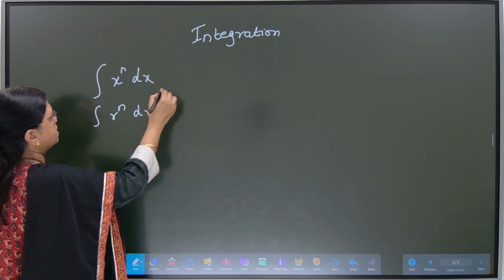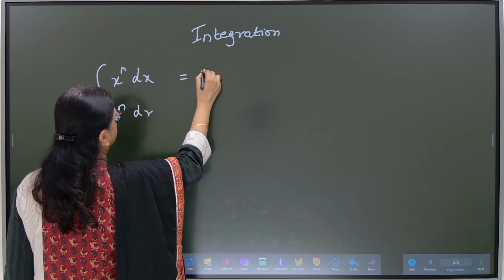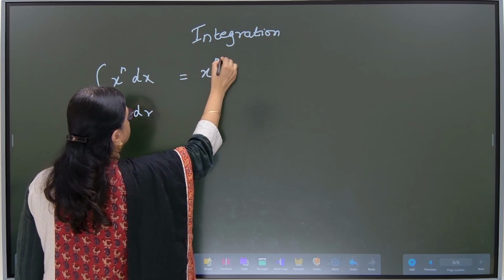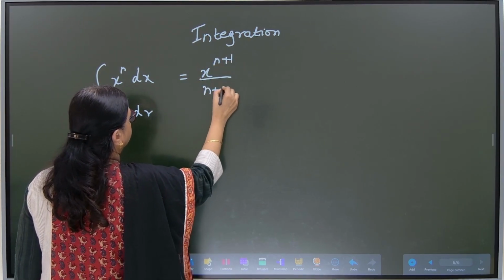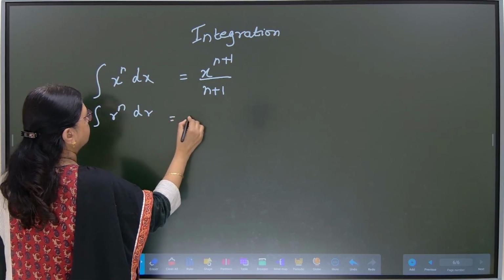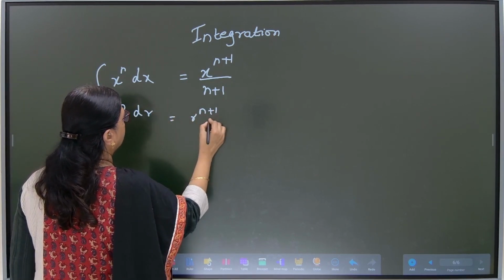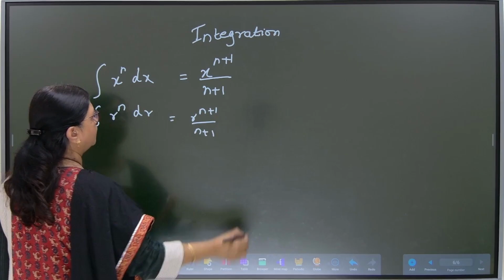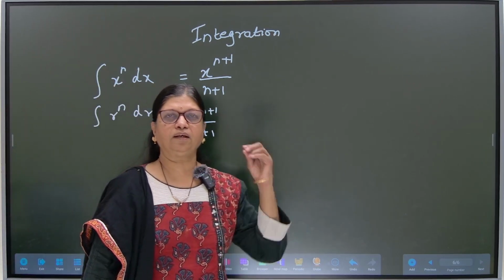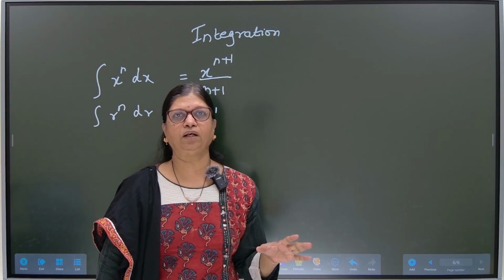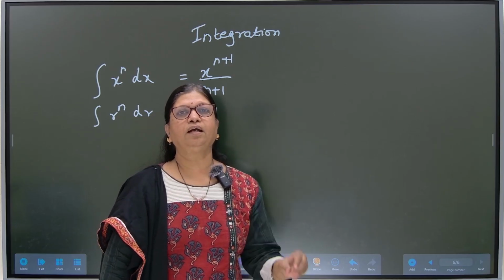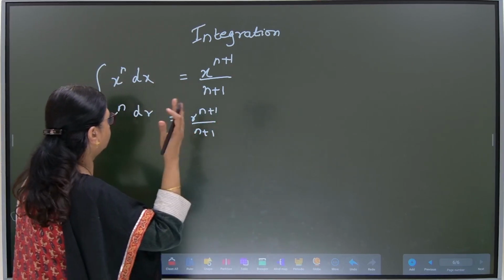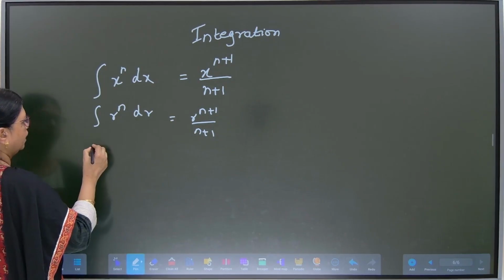Whether it is x raised to n dx, the answer of the integration is x raised to n plus 1 upon n plus 1. Here it is r raised to n plus 1 upon n plus 1. Some of you may not be quick enough to remember the formula, so you have to just create your own trick. What is the creation of the own trick? We will do it with one example.